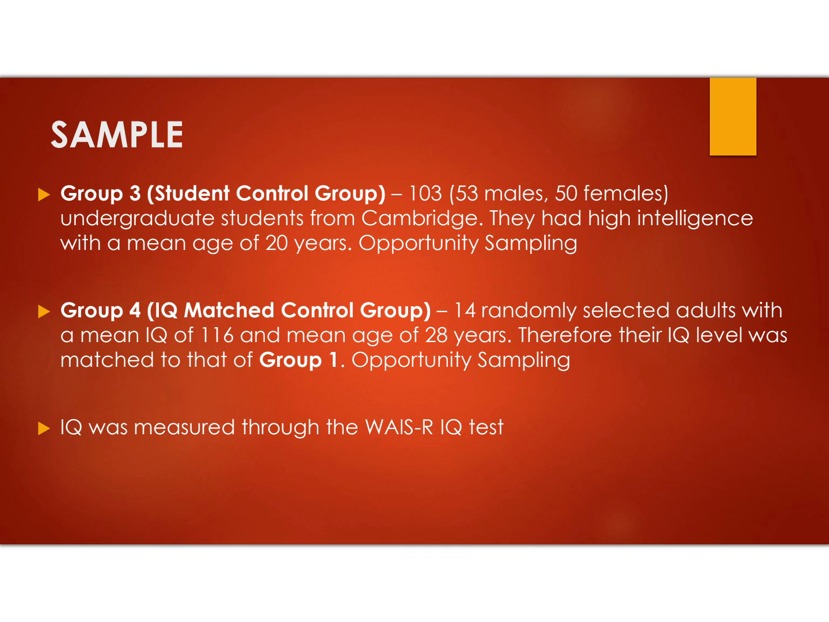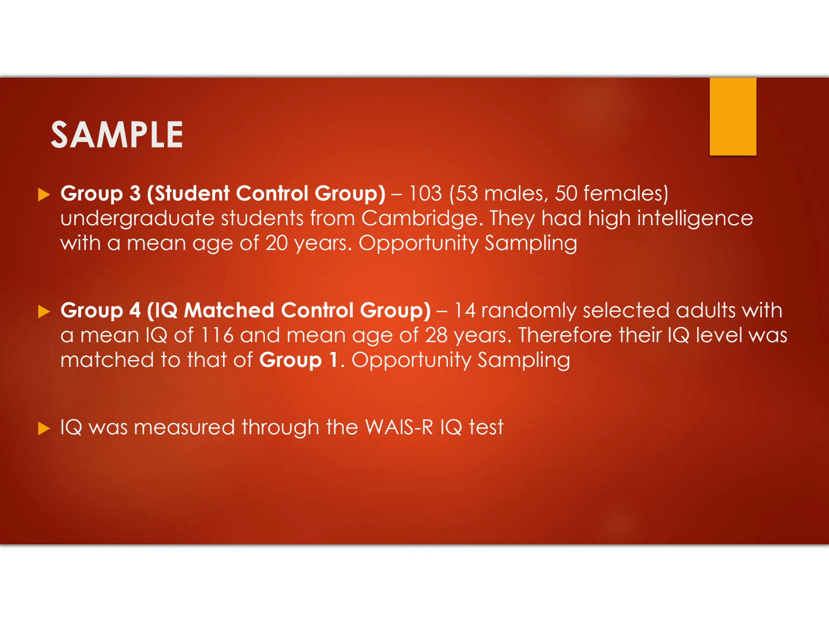Group 4 is called your IQ matched control group. These are 14 adults, males and females, who have an average age of 28 years and a mean IQ of 116. Their IQ level is exactly the same as the IQ level of the autistic participants, group 1. Group 1 had an average of 115, these guys have 116, which is the same level. So these 2 groups are matched in terms of their intelligence levels, their IQ levels. This is why group 1 and 4 are a matched pairs design.